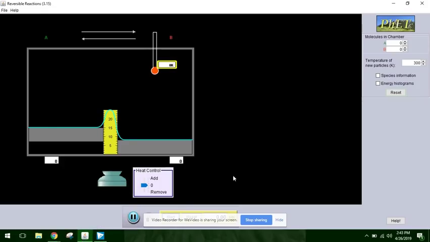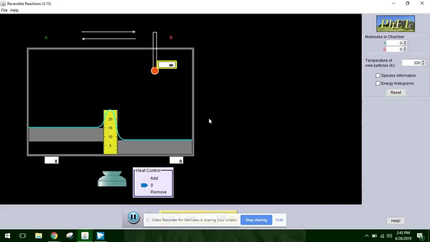So to help us understand this concept of an equilibrium, there's a virtual lab that I like to use every year because it does a really good job of simulating two things. One, what it really means to be at equilibrium, which means the rate of your forward reaction is equal to the rate of your reverse reaction. And two, it does a really good job of illustrating the fact that an equilibrium is constantly occurring. The reaction doesn't stop. It's what we call a dynamic equilibrium.